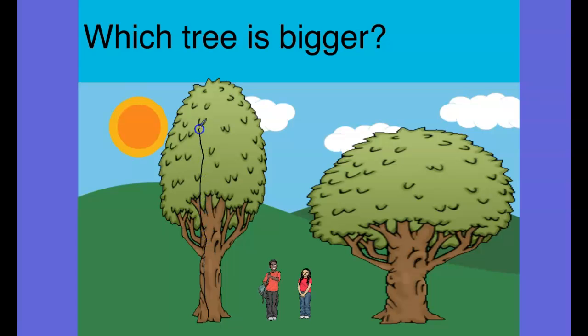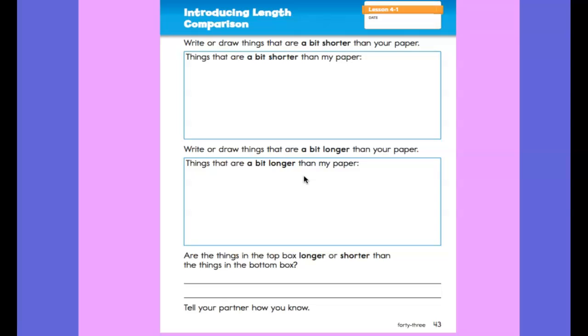If we're measuring up and down, this one's bigger. But if we're going from side to side, this tree is bigger. So we need a little bit more information to really know which tree is bigger.